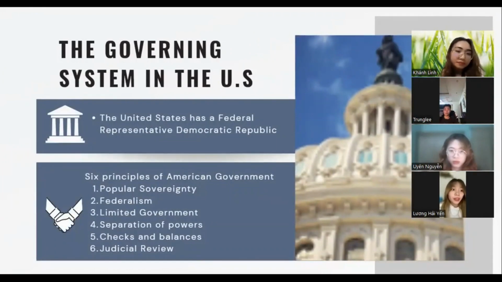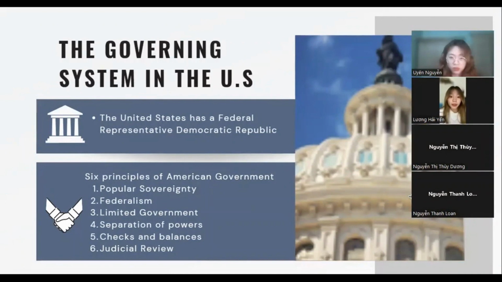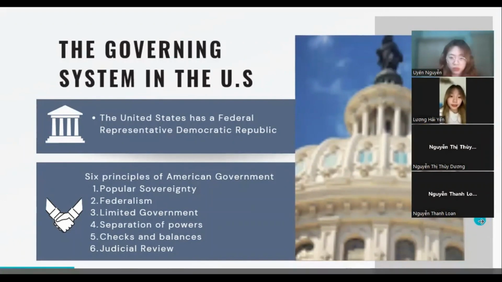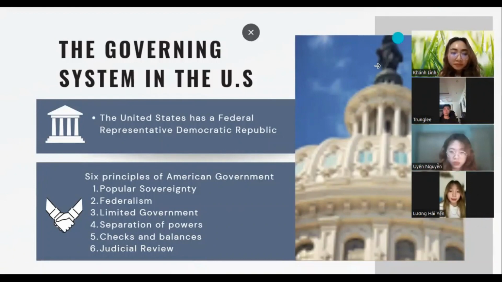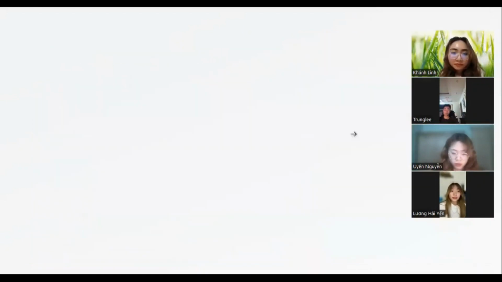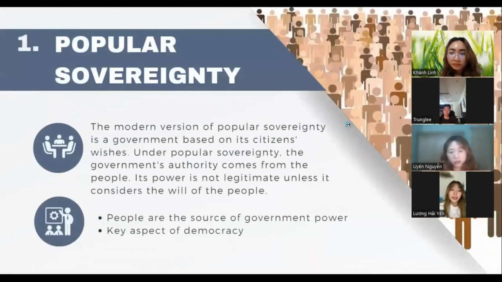As you know, the form of the US government is the Federal Representative Democratic Republic, and there are 6 principles of American government. The first one is popular sovereignty. The second is federalism. The next ones are limited government, separation of powers, checks and balances, and the last one is judicial review. And we will begin with the first principle, popular sovereignty.